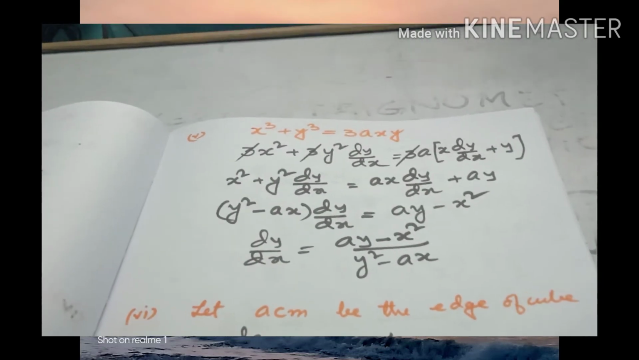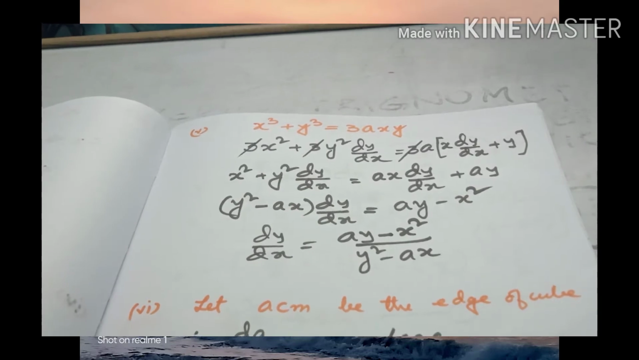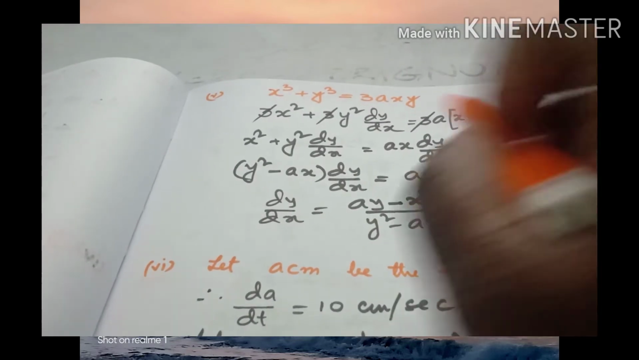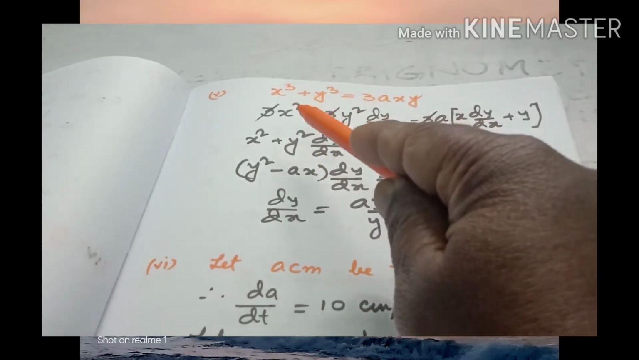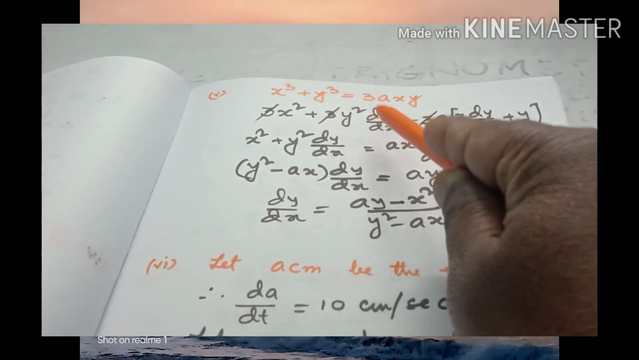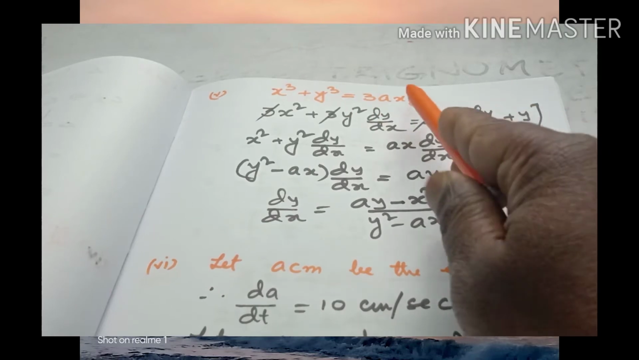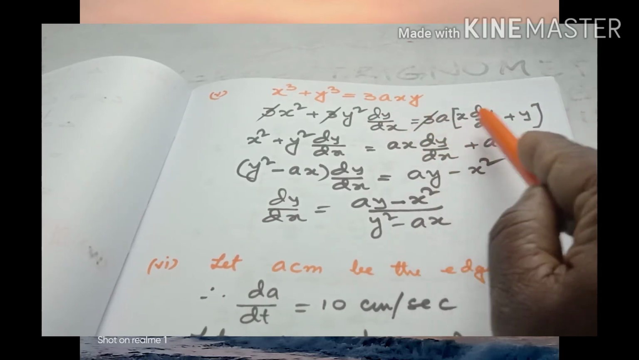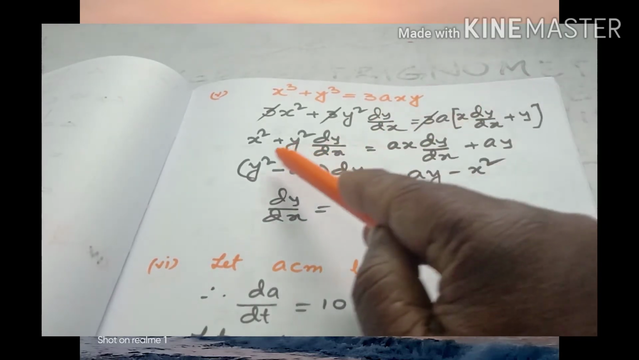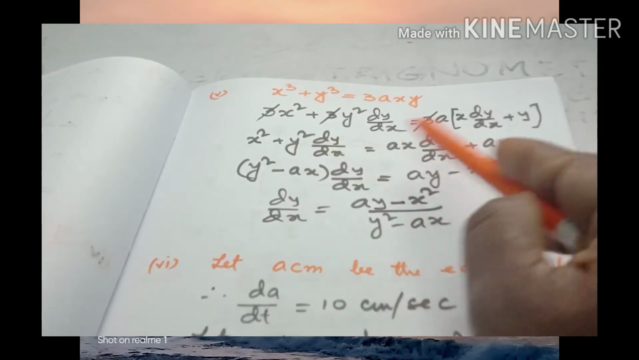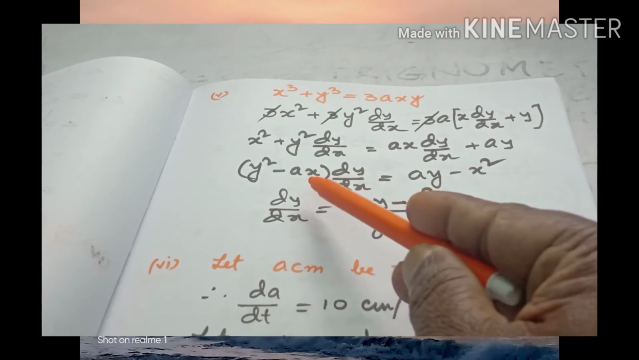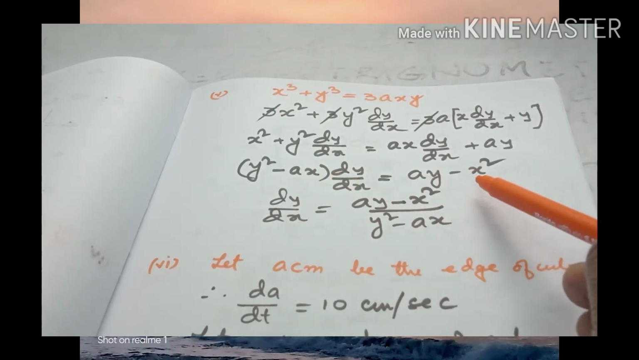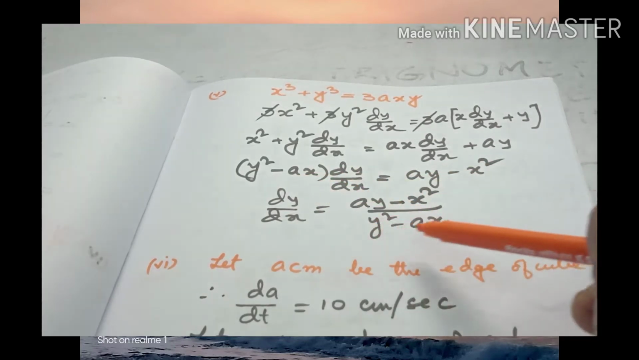In part 5 we have to find out dy by dx. So x cube derivative is 3x square, y cube is 3y square dy by dx. This side it will use product rule, 3a x dy by dx plus y. Now simplifying further and taking all the terms with dy by dx on the left side and the terms without dy by dx on the other side, and then simplifying we get this.